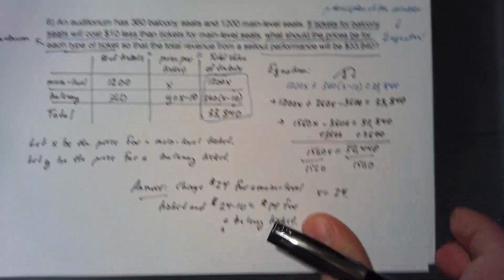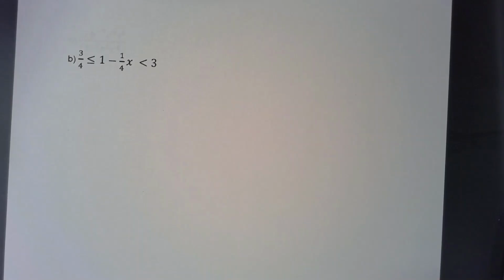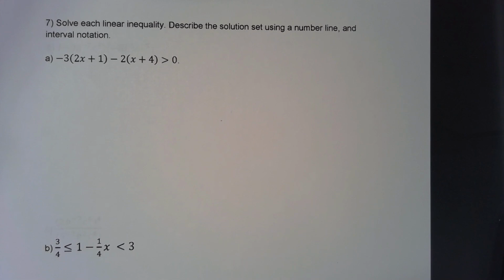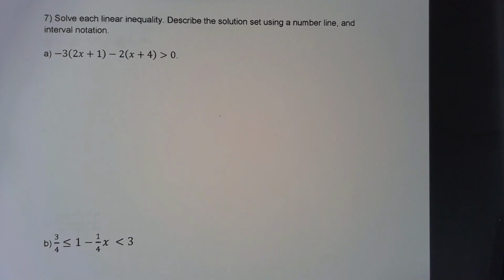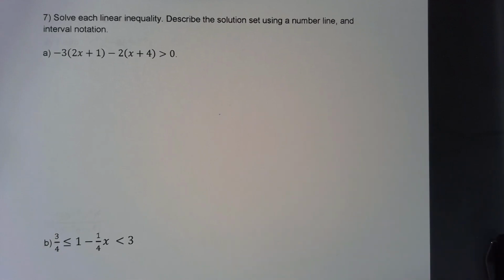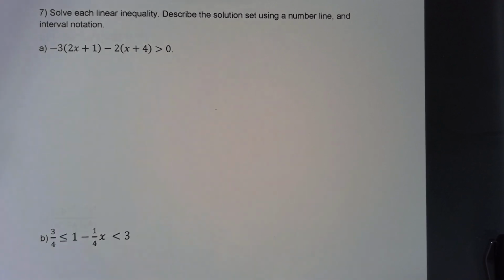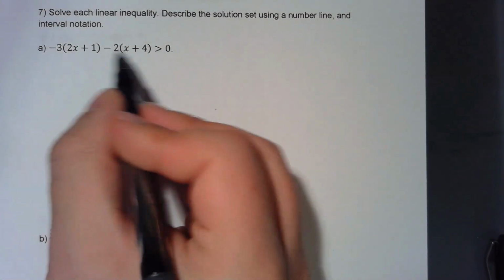All right, let's go on to page 5. So linear inequalities. These are the last things that I could ask you on your exam. Solve the linear inequality, describe the solution set on a number line and in interval notation. So again, the algebra for this is identical to a linear equation. The only thing different is the solution set is a set of values. So to solve this, let's distribute -3 and -2.